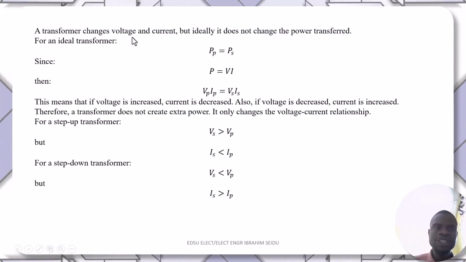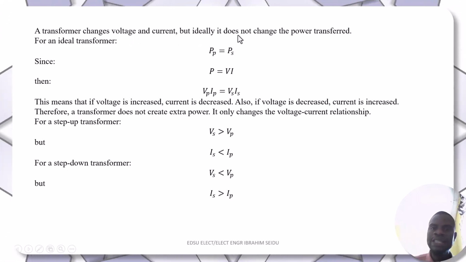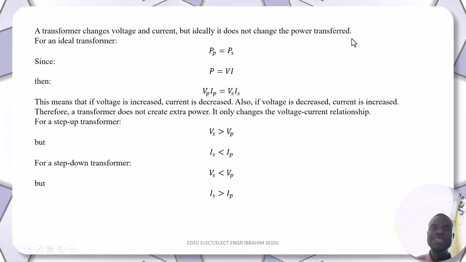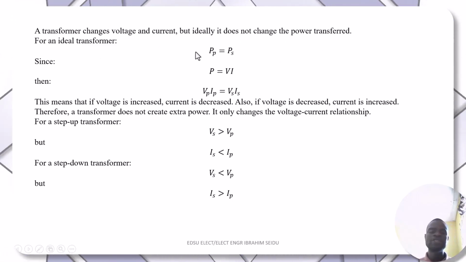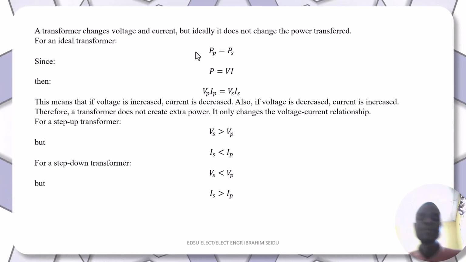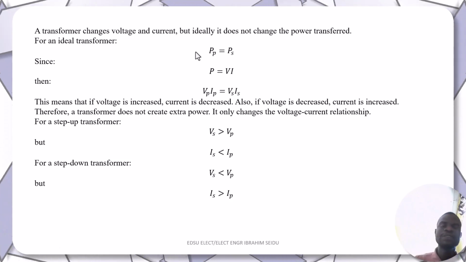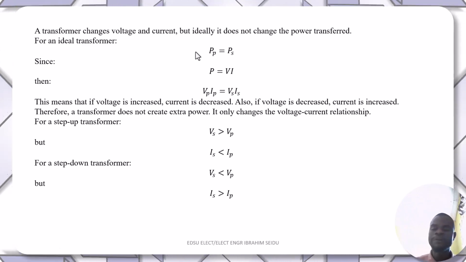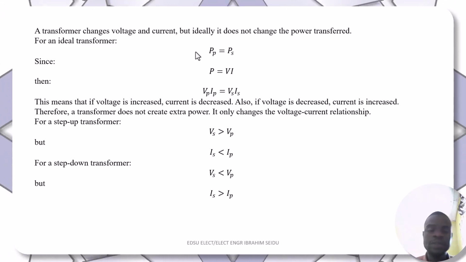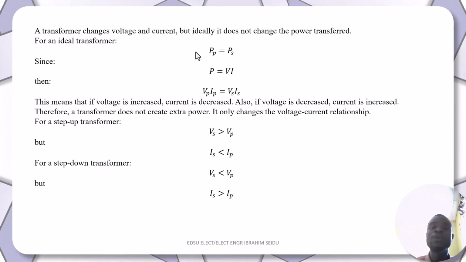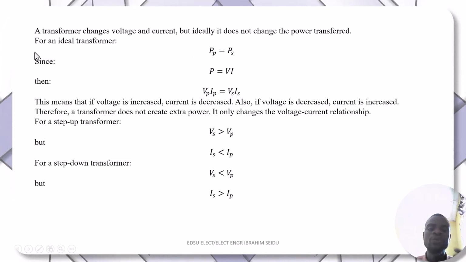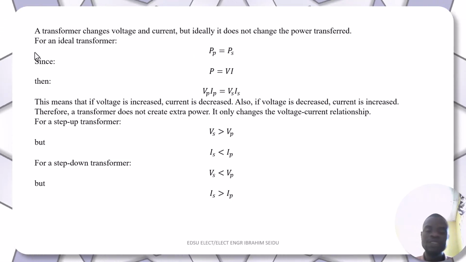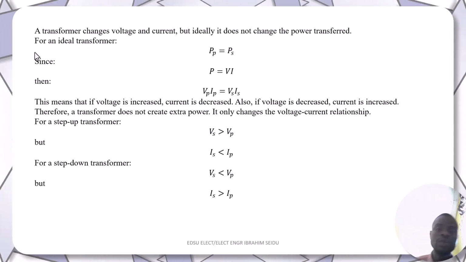Now a transformer changes voltage and current, but ideally it does not change the power transferred for an ideal transformer. We call it an ideal transformer because normally there are losses that take place in a transformer. We have copper losses and core losses, and in core losses we have different types, such as hysteresis losses, eddy current losses and others.